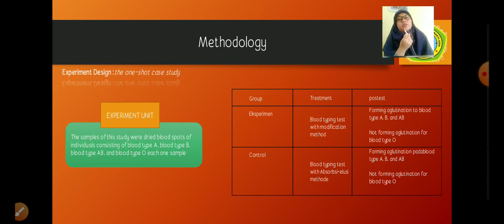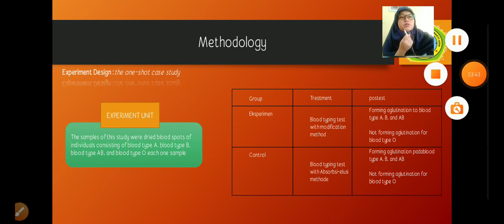The experiment unit: the samples of this study were dried blood spots of individuals consisting of blood type A, blood type B, blood type AB, and blood type O, one sample each.